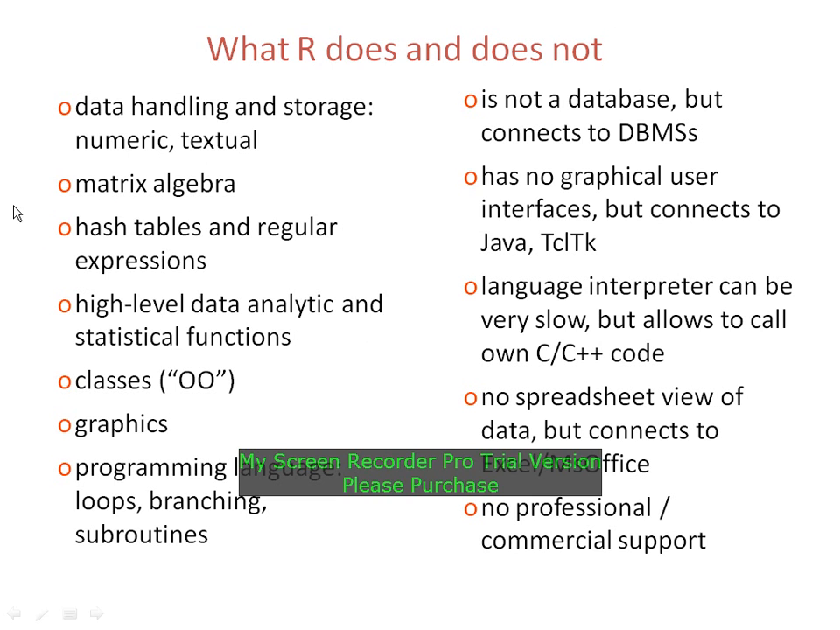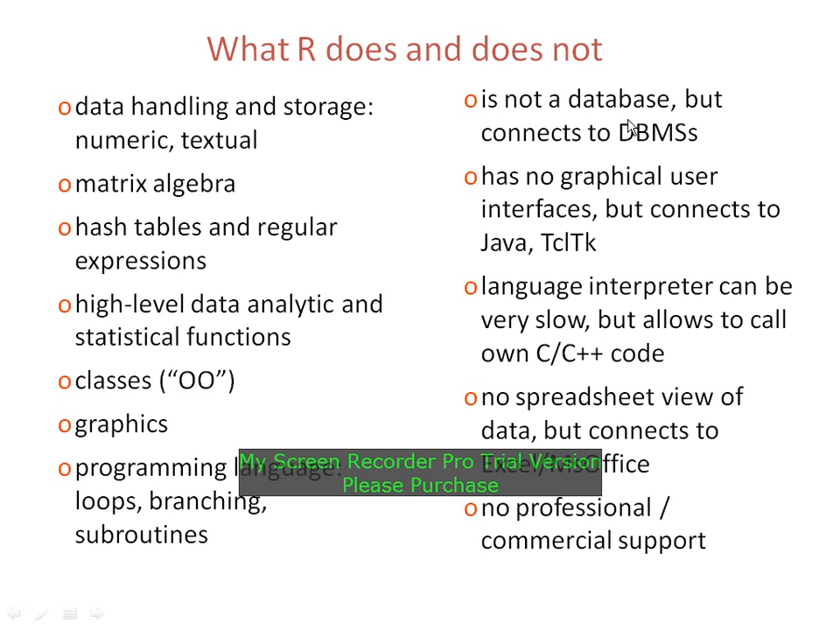And next, this provides matrix algebra functions. This is providing hash tables and regular expressions. This is providing high-level data analytic and statistical functions. And this is also supporting the object-oriented feature of classes. This is supporting graphics. And this is also linking programming languages, loops, branchings, and subroutines.